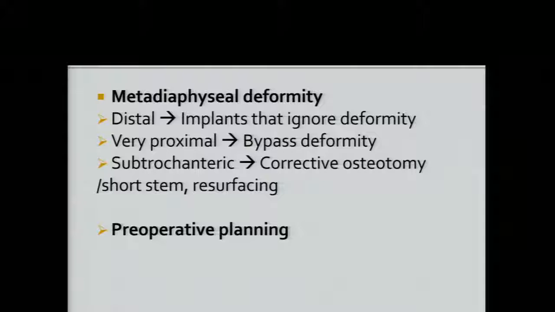The most difficult is the metadiaphyseal deformity. You can ignore the distal deformity that does not interfere with the implantation. You can usually bypass the proximal deformity. The subtroch deformity may require a corrective osteotomy, alternatively a short stem or hip resurfacing. The preoperative planning is very, very important.